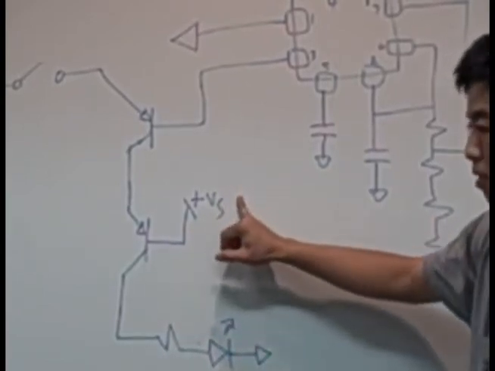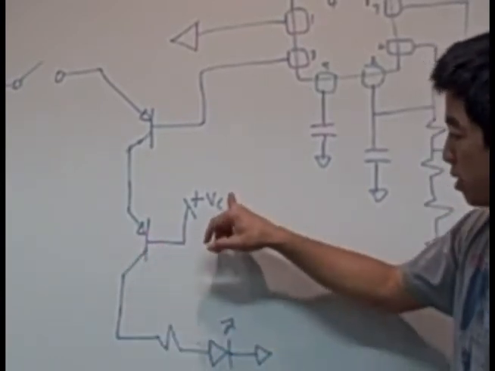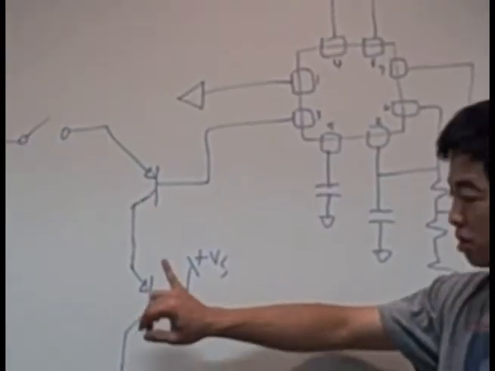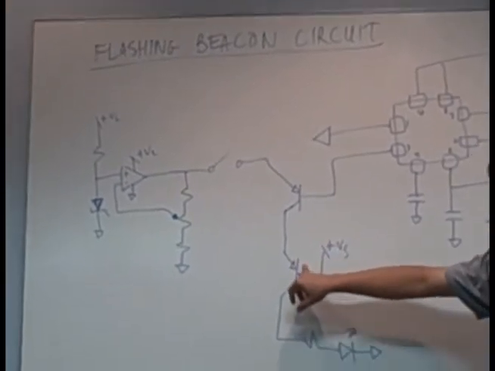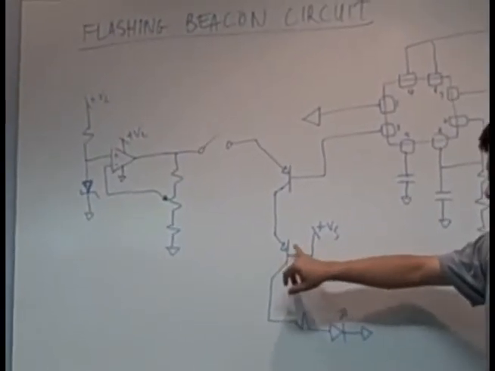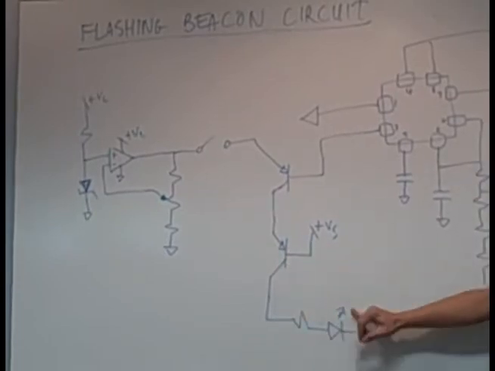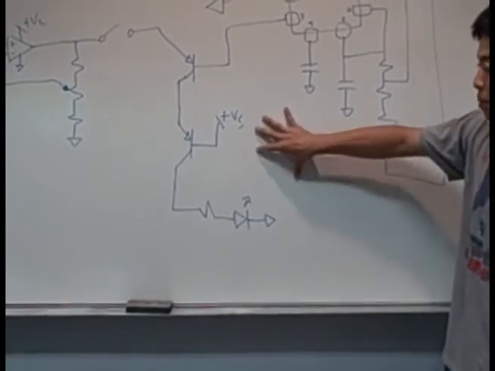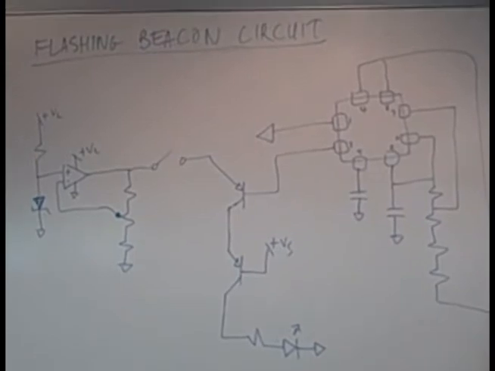So when the solar panel is outputting a low, it will turn the transistor on, and when the voltage of the solar panel is high, it will turn this transistor off. And when this transistor is on as well, the voltage and current will flow through to the LED and turn on the LED. And this circuit is basically a combination of the past circuits, and that's our flashing beacon circuit.